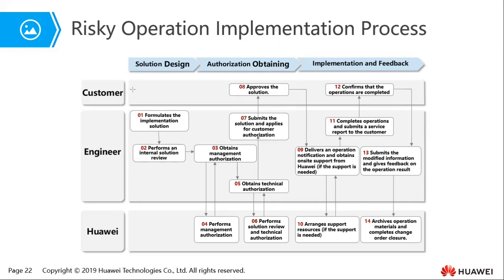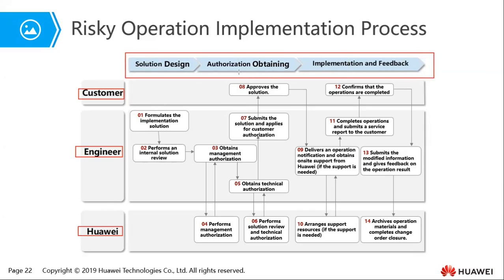Okay, so these are some of the team members that need to be there during the risky operation implementation process: the customer, then the engineer, and then the service provider like Huawei. Now, it's normally divided into 3 steps: the solution design, then you need to obtain authorization, then you need to implement the risky operation and give feedback to the customer. So let's look at the first part, which is the solution design.